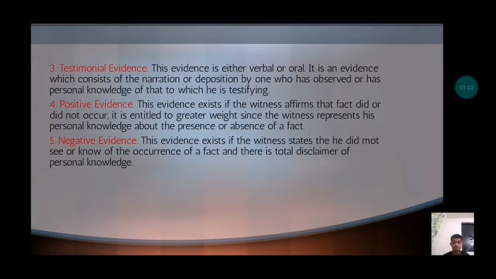Number four, positive evidence. So this evidence exists if the witness affirms that a fact did or did not occur. It is entitled to greater weight since the witness represents his personal knowledge about the presence or absence of fact. And number five is negative evidence. This evidence exists if the witness states that he did not see or know of the occurrence of a fact and there is total disclaimer of personal knowledge.